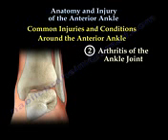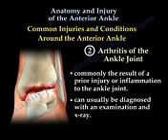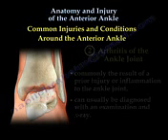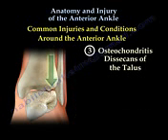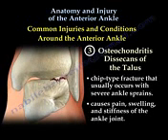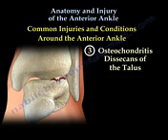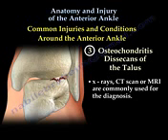The second condition is arthritis of the ankle joint, commonly the result of a prior injury or inflammation to the ankle joint. It can usually be diagnosed with an examination and X-ray. The third condition is osteochondritis dissecans of the talus, chip-type fracture that usually occurs with severe ankle sprains and causes pain, swelling, and stiffness of the ankle joint. X-rays, CT scan, or MRI are commonly used for diagnosis.